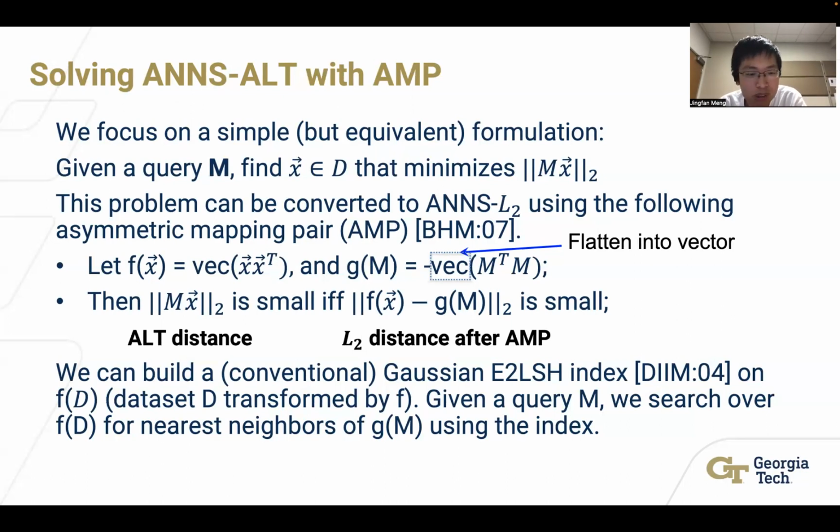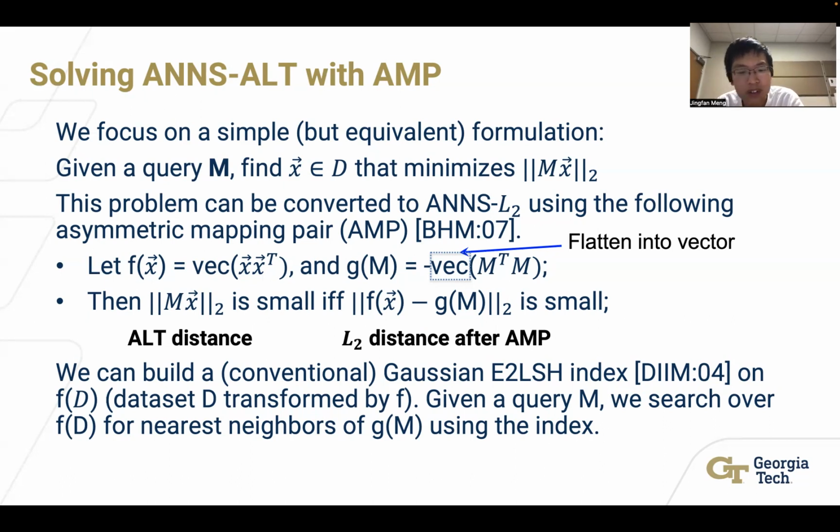This minus sign is crucial, as it implies the following property: the ALT distance, the L2 norm of MX, is small if and only if the distance between these two mappings is small. In this way, the ALT problem is reduced to the L2 norm searching problem under this mapping. We can build a conventional L2 index, for example, E2LSH, on the dataset, with every point transformed by this mapping F.